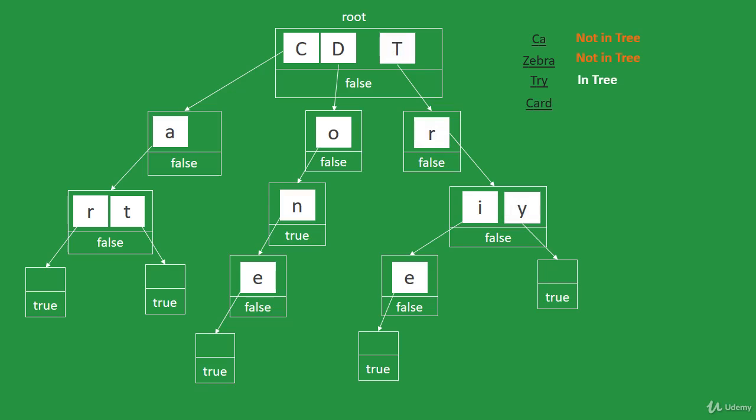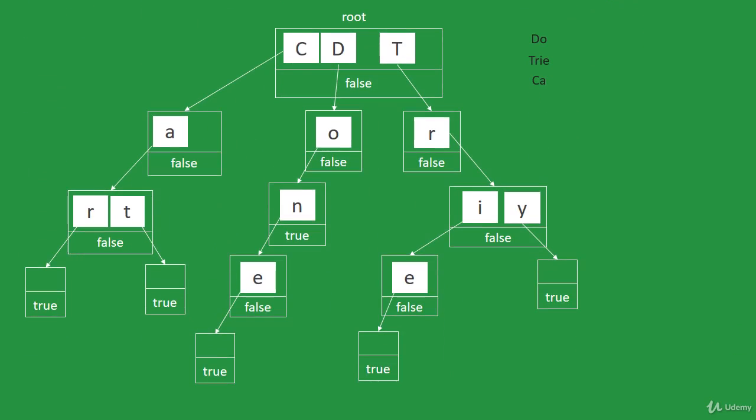Let's try to find card. We start at root and follow C. Then we follow A. We still have 2 characters to go, so we continue with R. We get to node which represents card prefix and look for D in its table. Since it is not there, card is not in this tree.